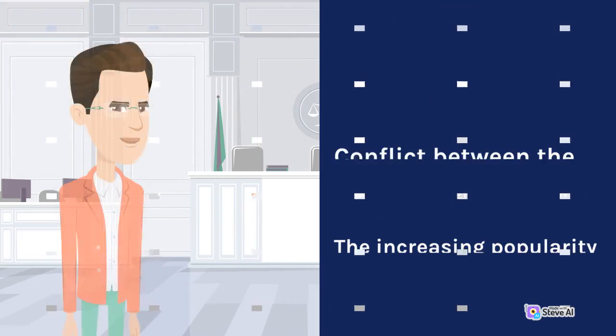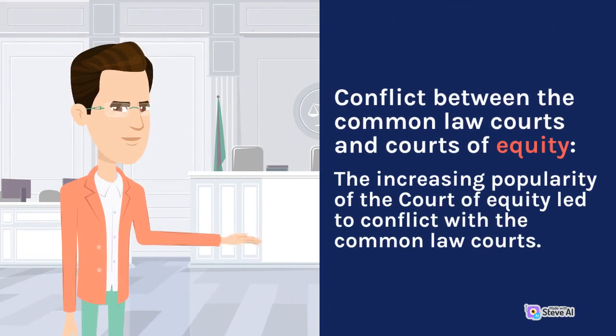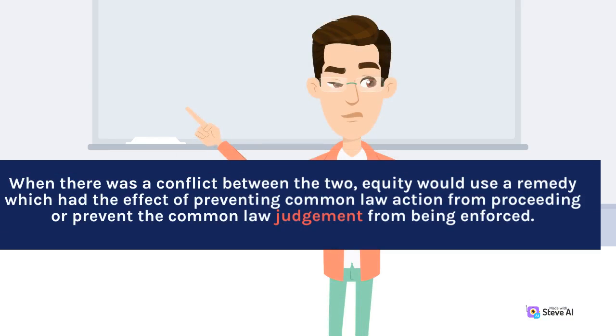Conflict between the common law courts and courts of equity. The increasing popularity of the court of equity led to conflict with the common law courts. When there was a conflict between the two, equity would use a remedy which had the effect of preventing the common law action from proceeding or preventing the common law judgment from being enforced.